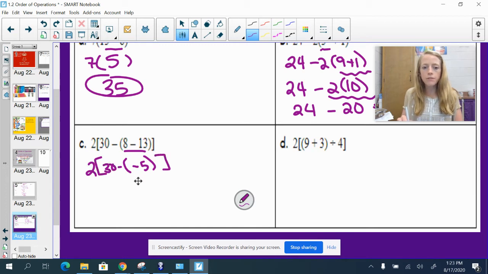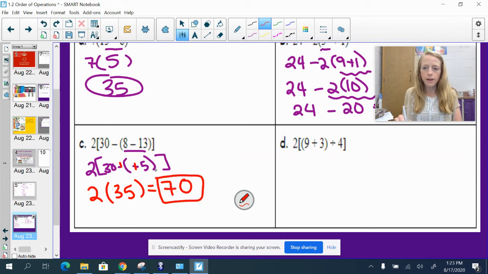Now look very carefully. Within the brackets, you have 30 minus a -5. Remember that minus a negative is plus a positive. 2 negatives make 1 positive. So this becomes 2, and then you can do 30 plus 5 is 35. And then this becomes 70. So your final answer there was 70.